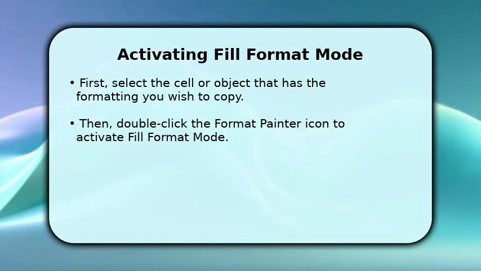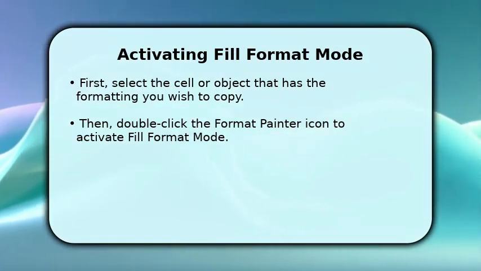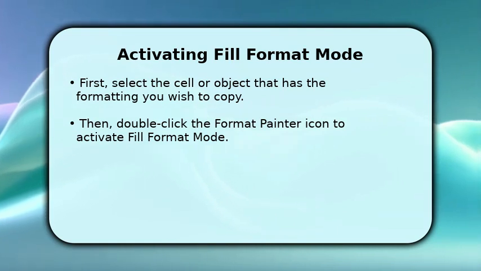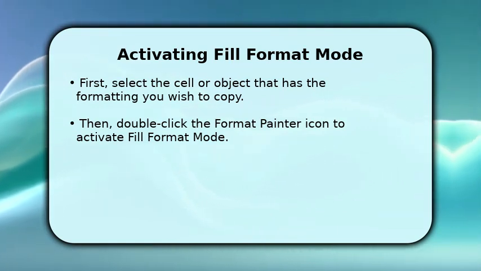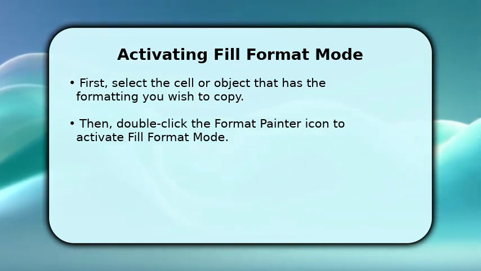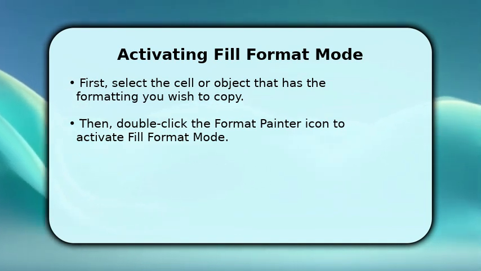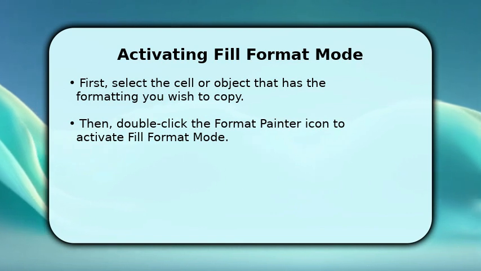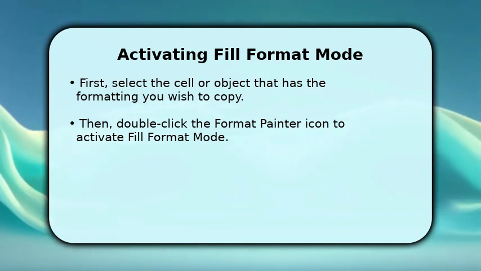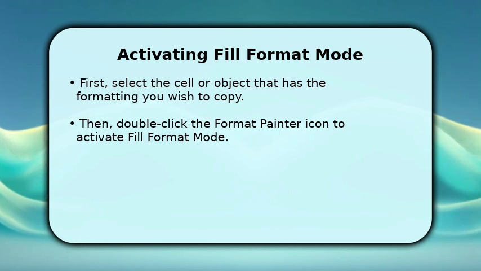To begin, select the cell or object that contains the desired formatting you want to replicate. This could be a specific font style, cell shading, or border. Once selected, locate the Format Painter icon, usually found on your Home tab. Double-click this icon to activate Fill Format Mode. You'll notice the icon remains highlighted, indicating the mode is active and ready for use.